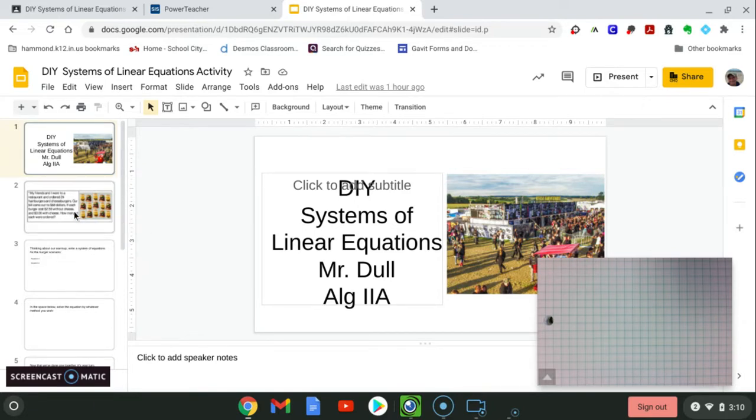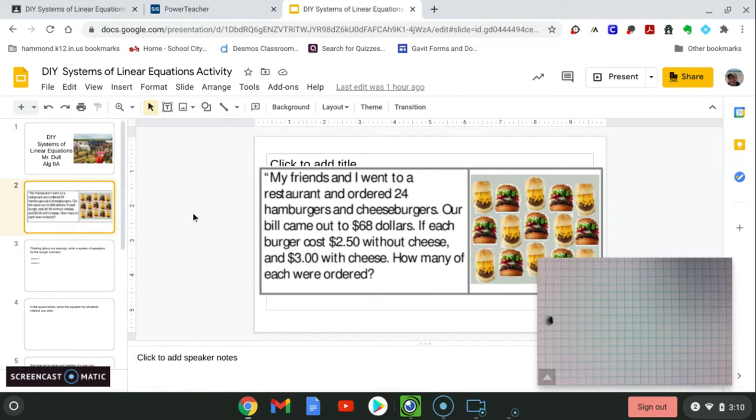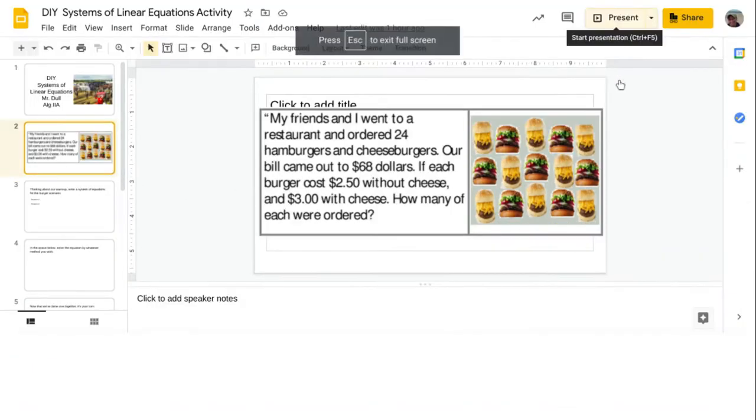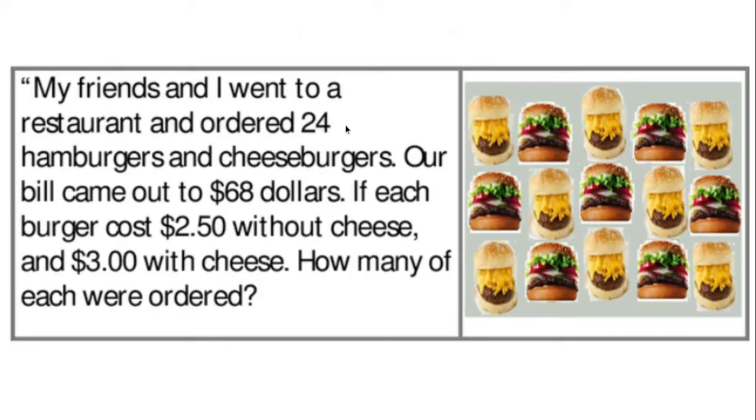So we did a warm up and walked through a couple of different typical scenarios that show up in these word problems involving systems. This is the first one that we looked at. So my friends and I went to a restaurant and ordered 24 hamburgers and cheeseburgers, and the bill came out to $68. It says if each hamburger was $2.50 without cheese and $3 with cheese, how many of each were ordered?